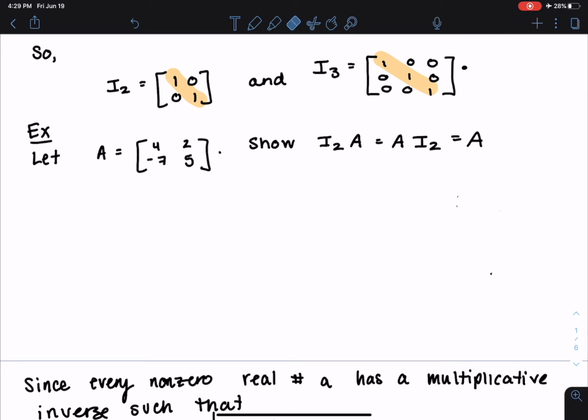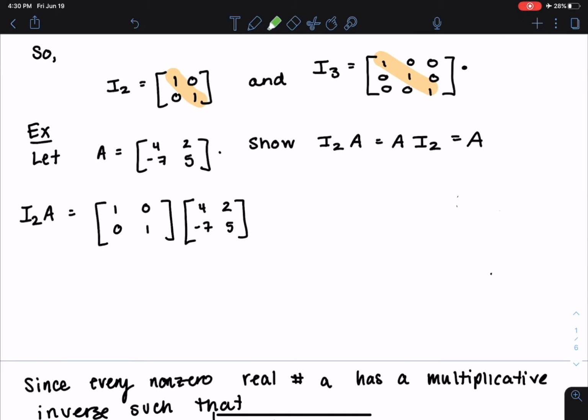So let's start with an example. Let's show that if we take this matrix A, which is these elements, and we multiply by the identity on the left or right, I'm still going to end up with exactly this matrix. So let's start with the identity on the left. So I've got my identity matrix times the matrix that I'm given.